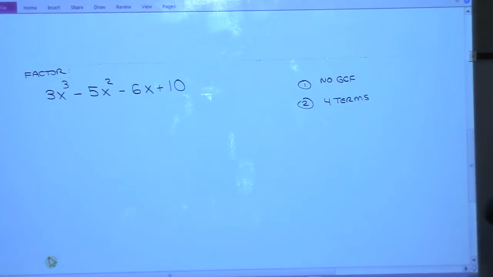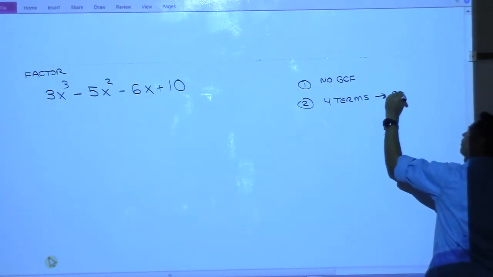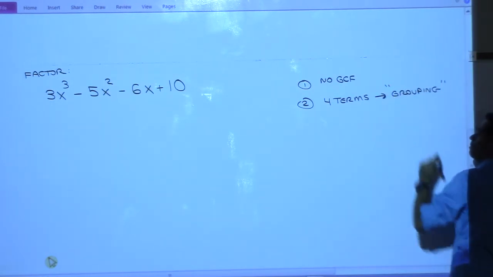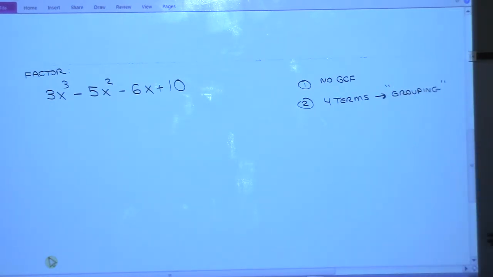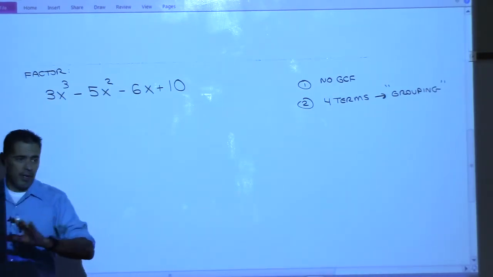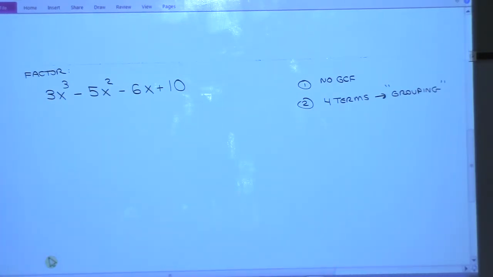Grouping. Now let's talk about grouping. So how do we do grouping? You may have learned this already. If you have, I'm not here to try and mess your mind up. I'm going to teach it the way I teach it, which is this.